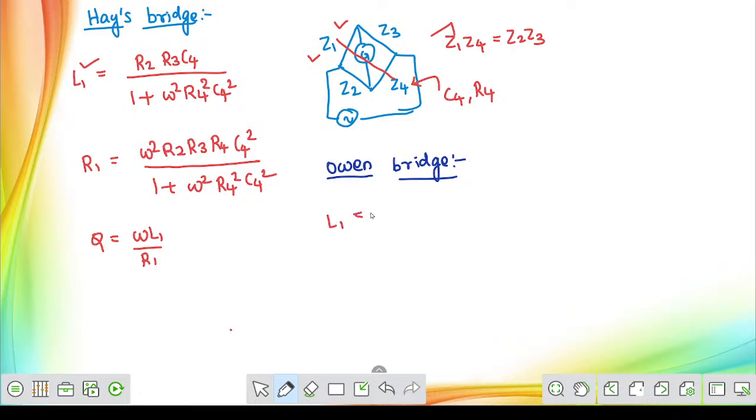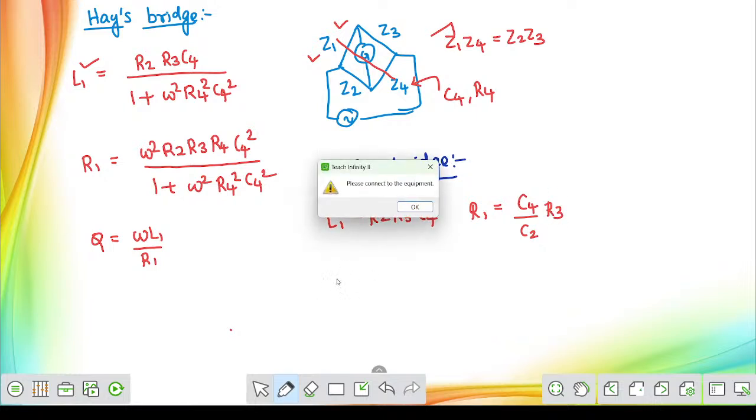inductance L1 is going to be the product of R2 into R3 into C4, and the resistor value R1 is going to be C4 by C2 into R3. This is the formula to measure the value of unknown inductance and unknown resistor.